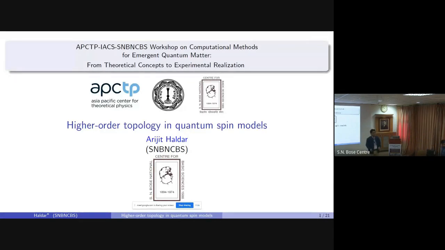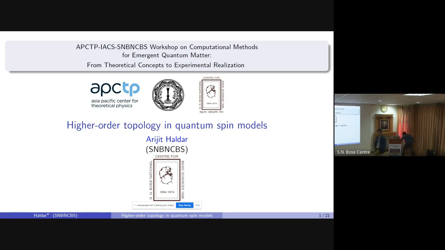So welcome, everyone, and thanks for making this talk, and more importantly, participating in this workshop. I start this talk with a disclaimer. The disclaimer is that it's not going to be a talk on computational methods, neither is it going to be a tutorial, but it will be a talk on emergent quantum matter.